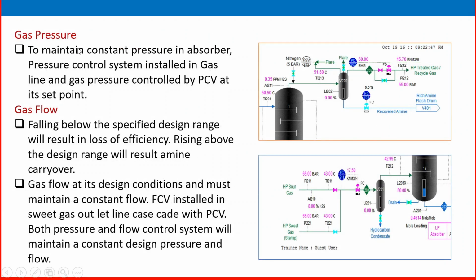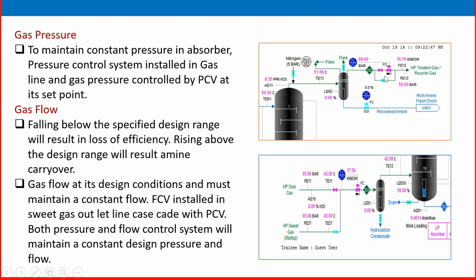So one important parameter here is gas pressure. To maintain constant pressure in the absorber, a pressure control system is installed in the gas line, and the gas pressure is controlled by the PCV at its set point. Look at here, this is the absorber outlet. The sweet gas is released, enters the outlet knockout drum, and goes out.